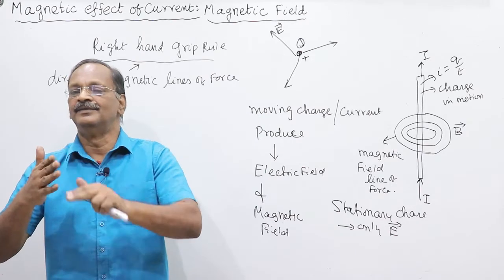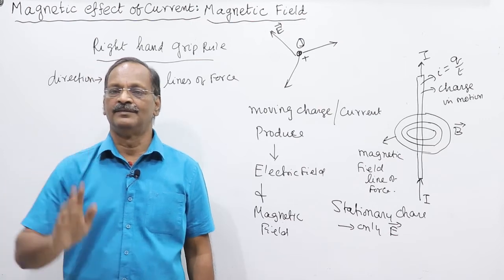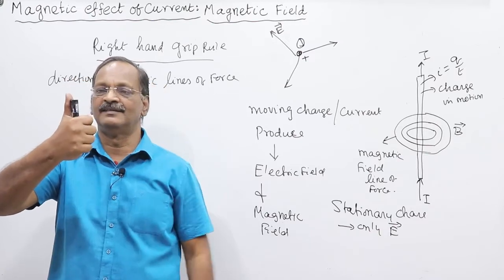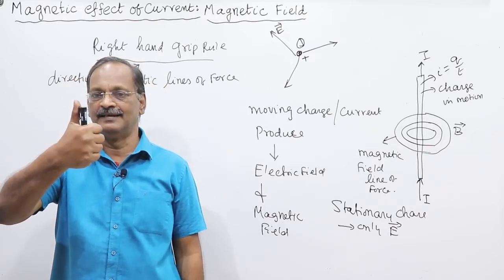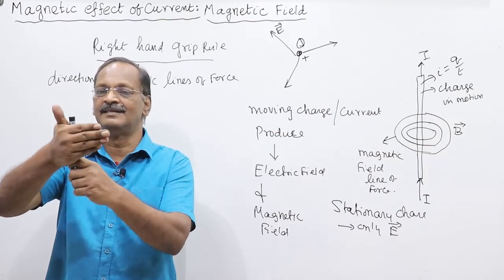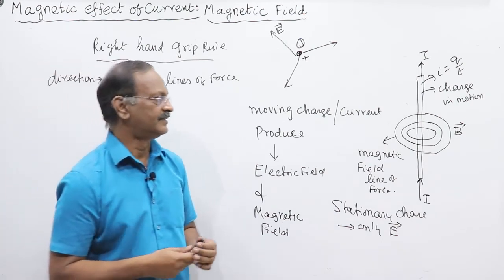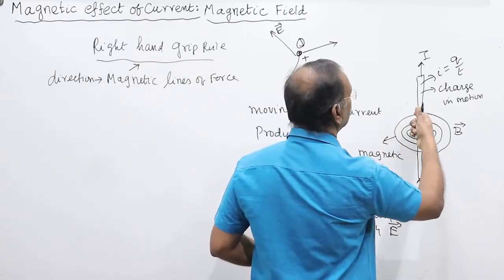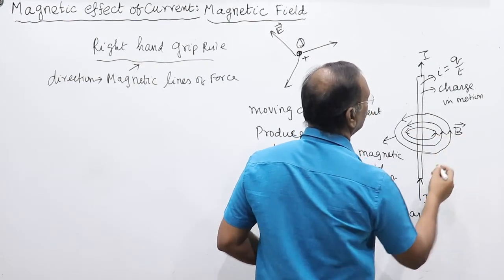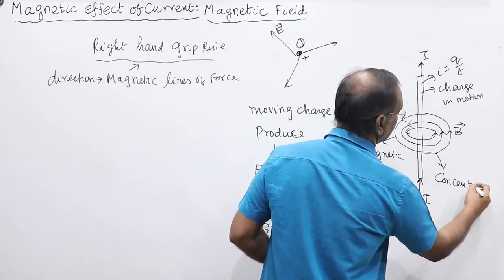This is called the curl of the fingers. So grip the wire with the right hand, with the thumb pointing in the direction of current. The curl of the fingers points in the direction of the magnetic lines of force. When you are gripping, the curl will come like this. So this is the direction of the magnetic lines of force, which form concentric circles.